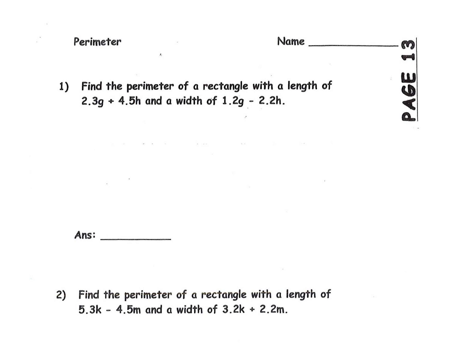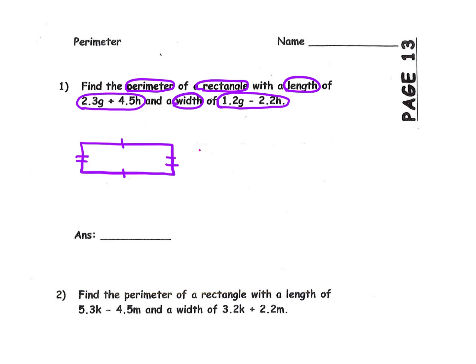But let's take a look at question number 1 on page 13. It states, find the perimeter of a rectangle with a length of 2.3 g plus 4.5 h and a width of 2.1 g minus 2.2 h. Let's start by drawing and labeling a picture. Draw a rectangle and mark the length and the width.